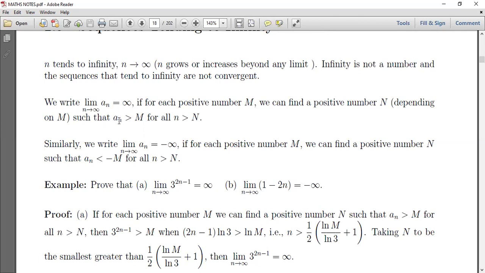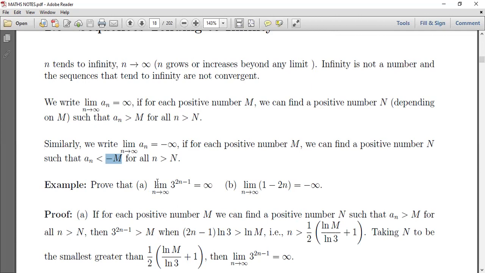Okay, as n approaches infinity. Similarly, if the limit of a sequence a_n is approaching negative infinity, which means it's going to the negative side of the real numbers, then we are saying we can find a positive number M such that a_n is always less than -M for n greater than N. To put it another way, as n goes on, my terms are becoming smaller and smaller.